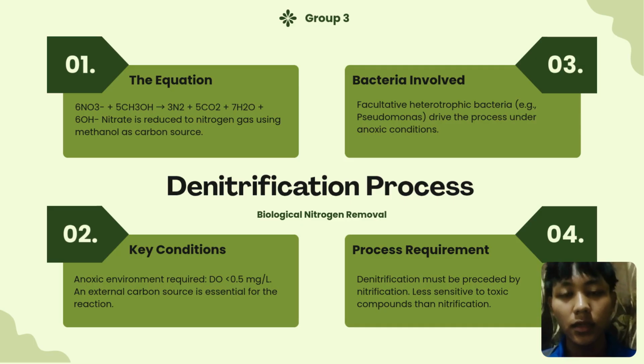The second is key conditions. An anoxic environment requires dissolved oxygen less than 0.5 mg per liter. An external carbon source is essential for the reaction. The third one is bacteria involved. Facultative heterotrophic bacteria such as Pseudomonas drive the process under anoxic conditions. The last one is process requirement. Denitrification must be preceded by nitrification. It is less sensitive to toxic compounds than nitrification.